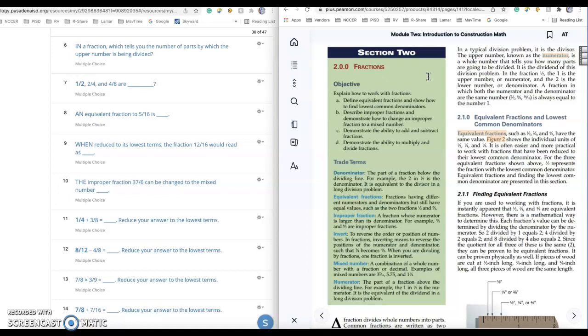and divide fractions. This is a lot easier than it sounds. I don't want anybody to get freaked out on this. It's simple math. We're going to do some example problems in class, and I can show you guys some shortcuts on how to get this done quick, fast, and in a hurry.